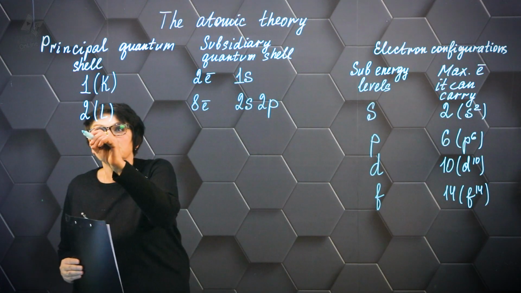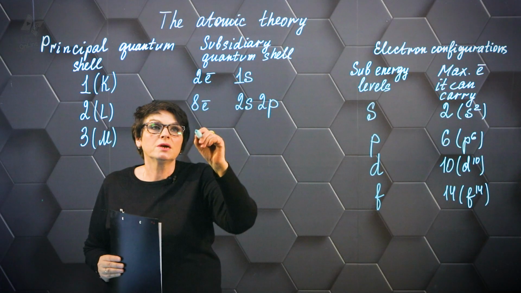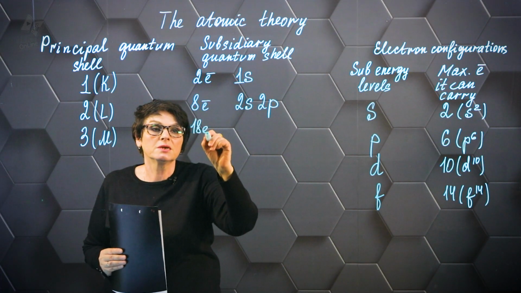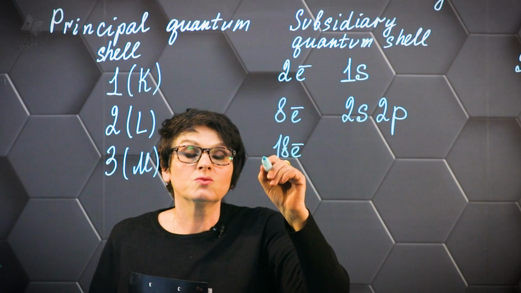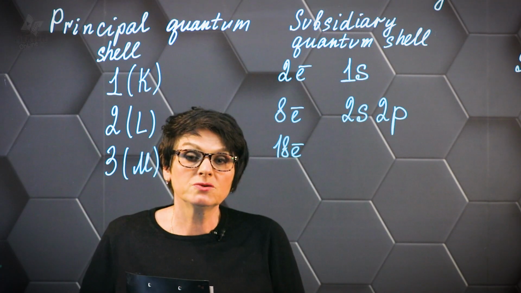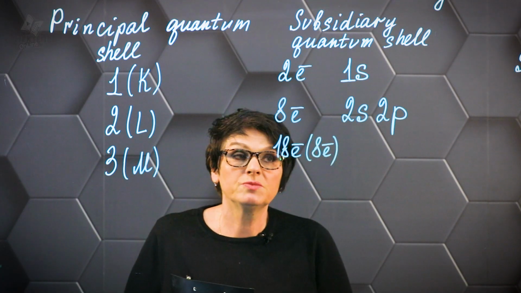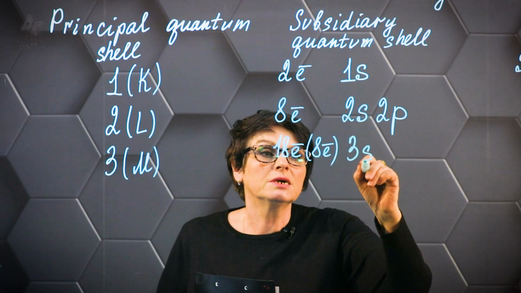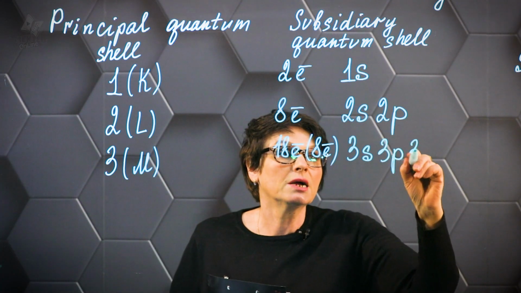The third level is the M level. The maximum number of electrons should be 18. But this is how the structure of the atom is arranged, that the third level can distribute electrons, maximum in the third period, still 8. So I'll write it down like this, 8 electrons in the third period. And in general, the third level should consist of 3S, 3P, and there's also a vacancy here for 3D. The fourth level is labeled N.